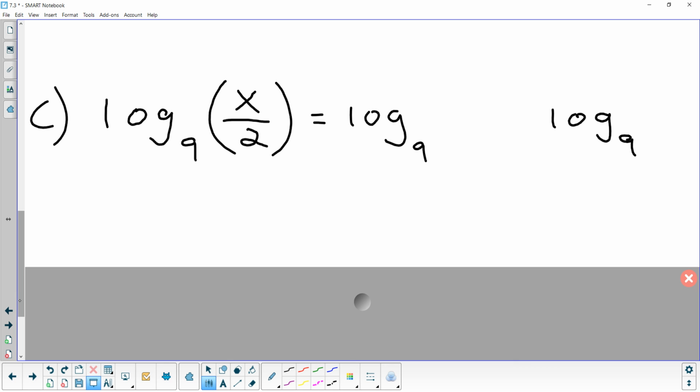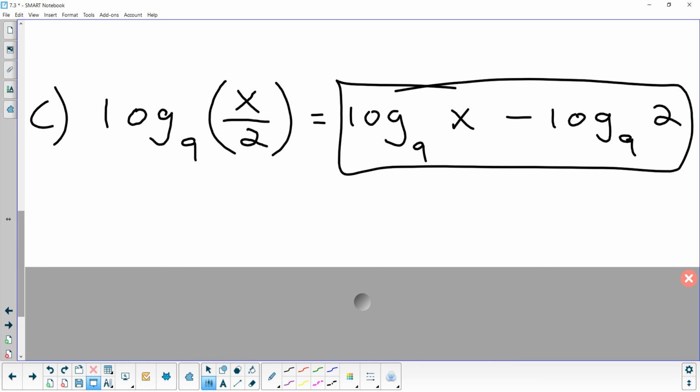Okay, what operation goes between my two logs? Subtraction. We're going to subtract them because we had division. If you accidentally put addition, it's wrong. You've got to do subtraction. And how about Autumn, what's my first argument? X. And my second argument? 2. And we're done.